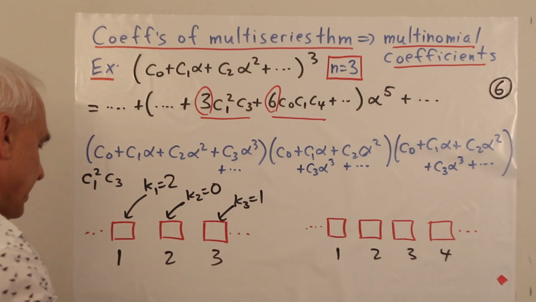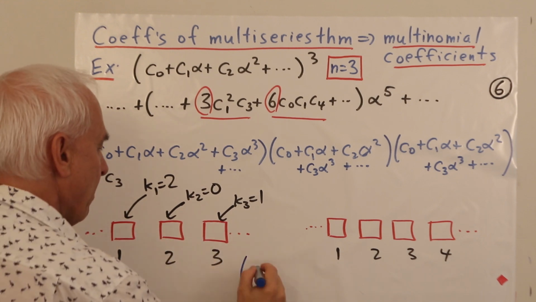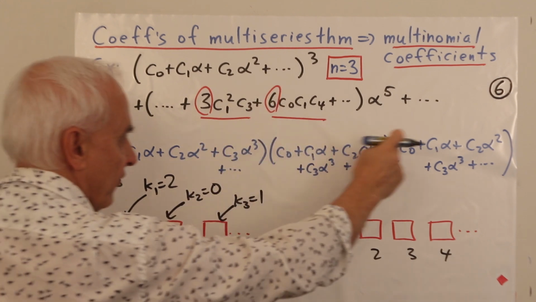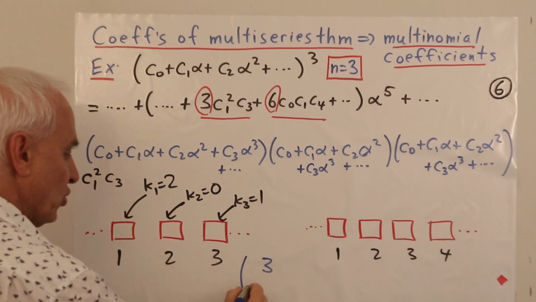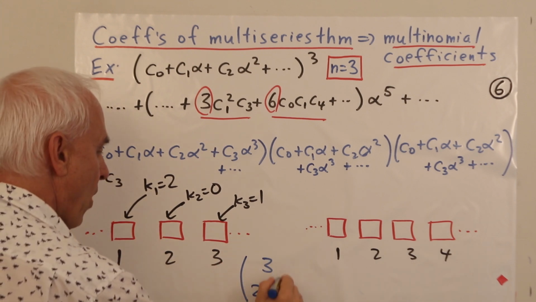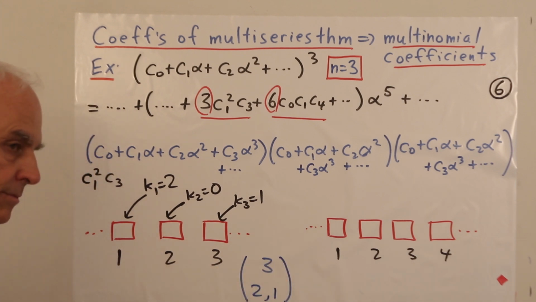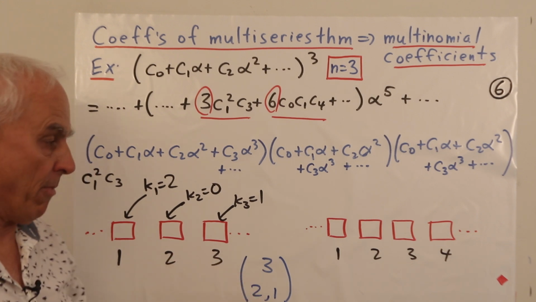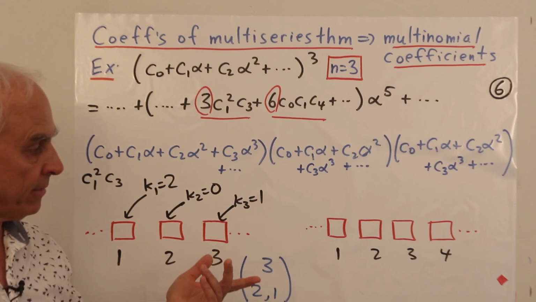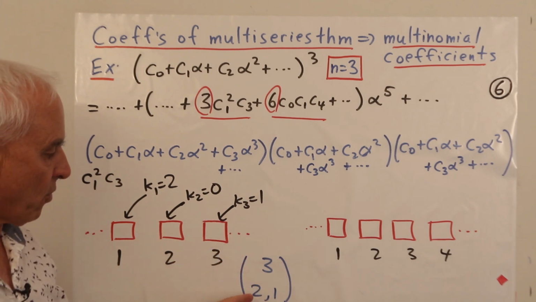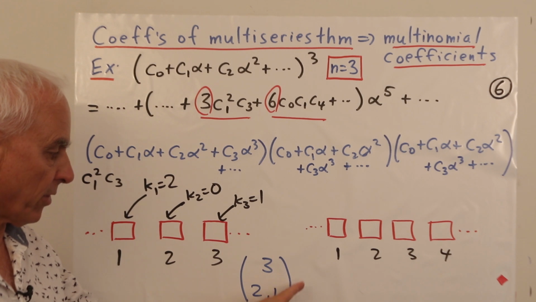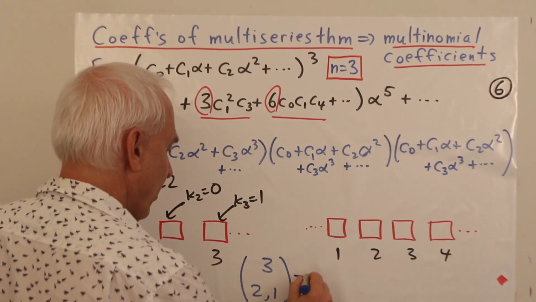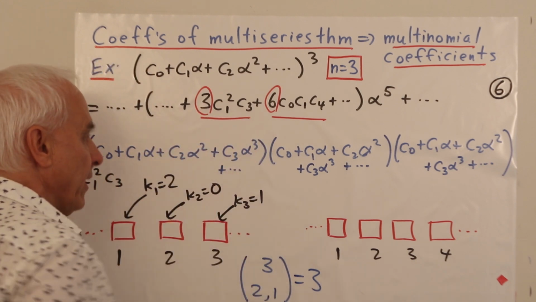So this number here is going to be a multinomial coefficient. It's going to be 3, because there's 3 of these factors, and we have to choose 2 and 1. You could also write 2, 0, 1 to be completely pedantic. And that, of course, is 3 factorial over 2 factorial, 1 factorial. That's equal to 3. So that explains why we are getting this 3.